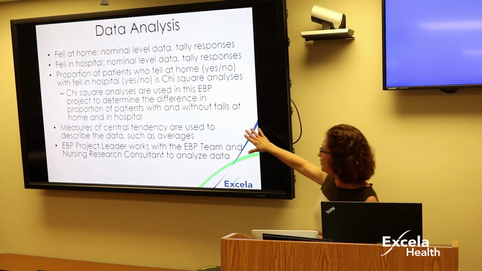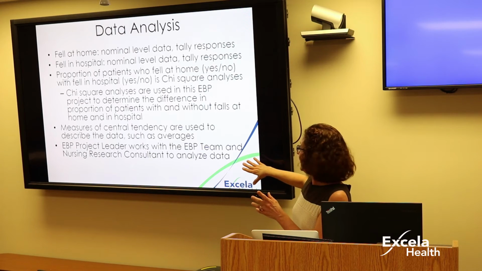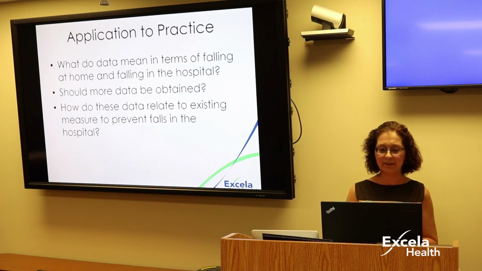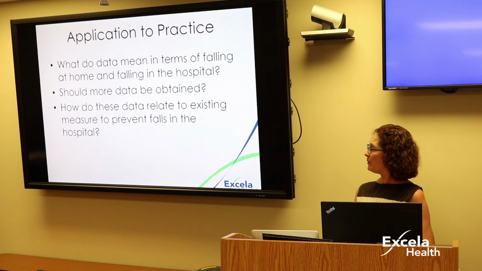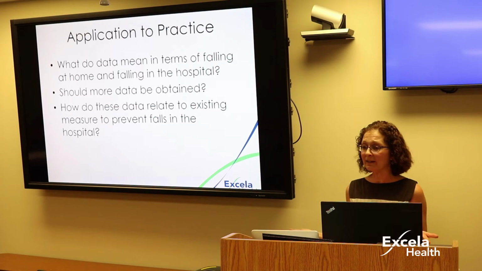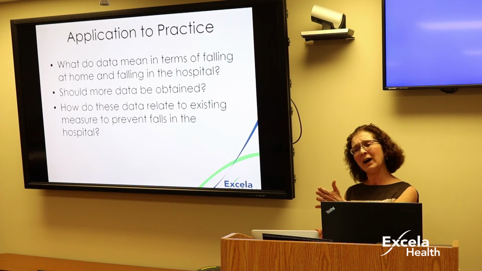And then you might have had some other data that came in that you wanted to look at as well, that you added in with your PICO question, and then we could all work together to analyze it. So then when you start to apply this into practice, what does this mean? Does it mean that, geez, nobody falls here at Excela Health, even though people fell at home, they didn't fall here? Now why is that?